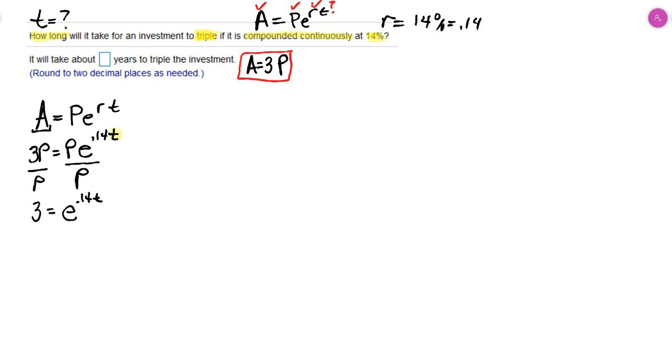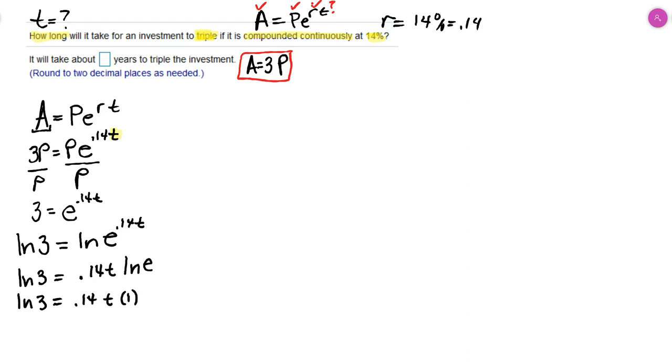Then I'm going to continue to solve by taking the log of both sides. I'll take the natural log on the left and the natural log on the right. On the right, I'm able to use the power rule and bring that 0.14t in front of natural log e. Natural log e is equal to 1. And natural log 3 equals 0.14t. I'm going to divide both sides by 0.14, and I get t equals natural log 3 over 0.14.